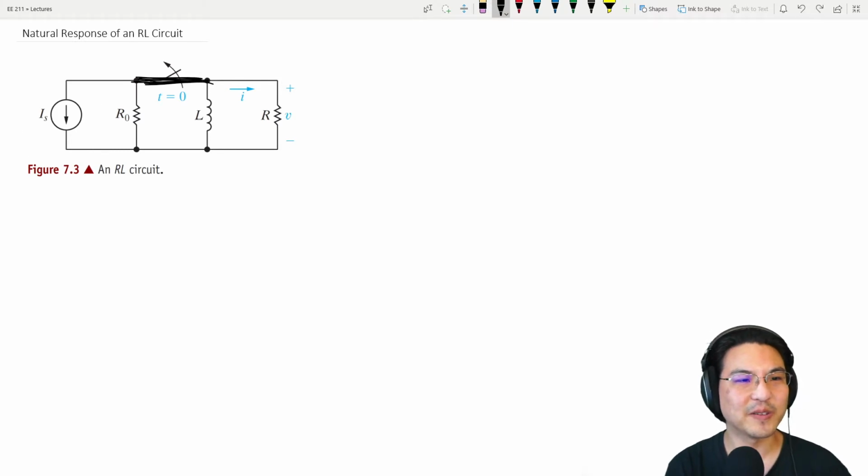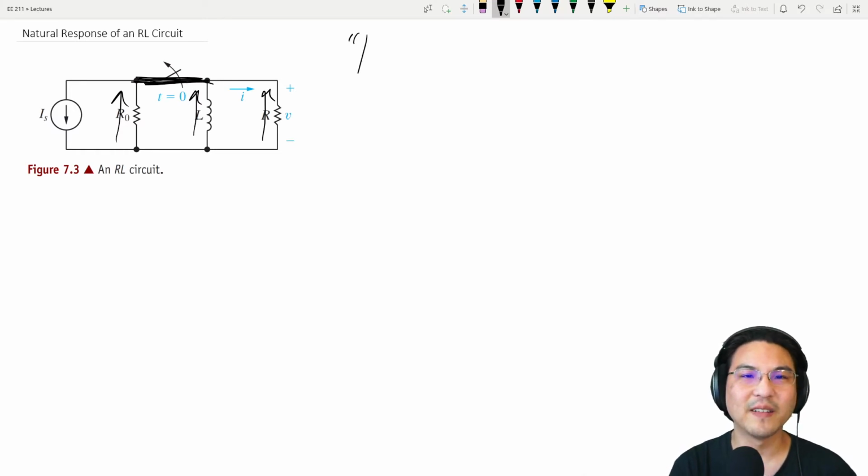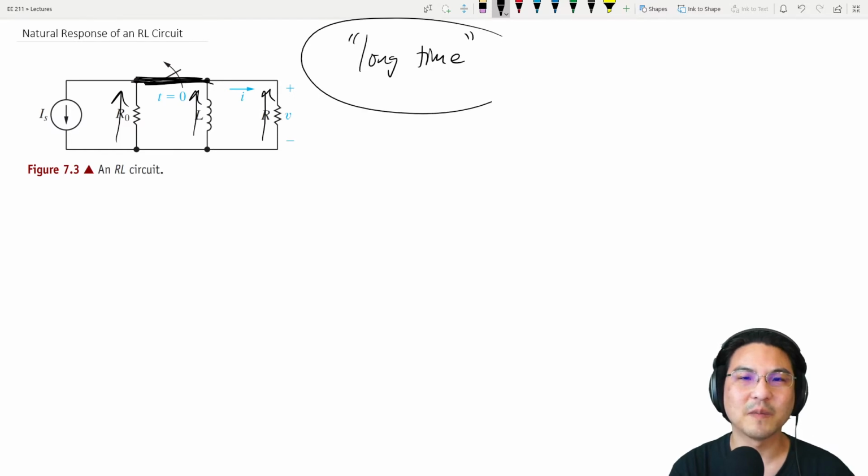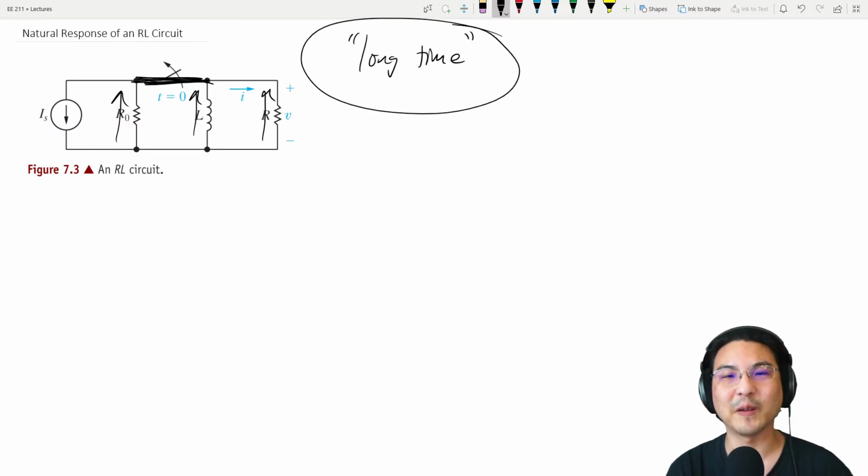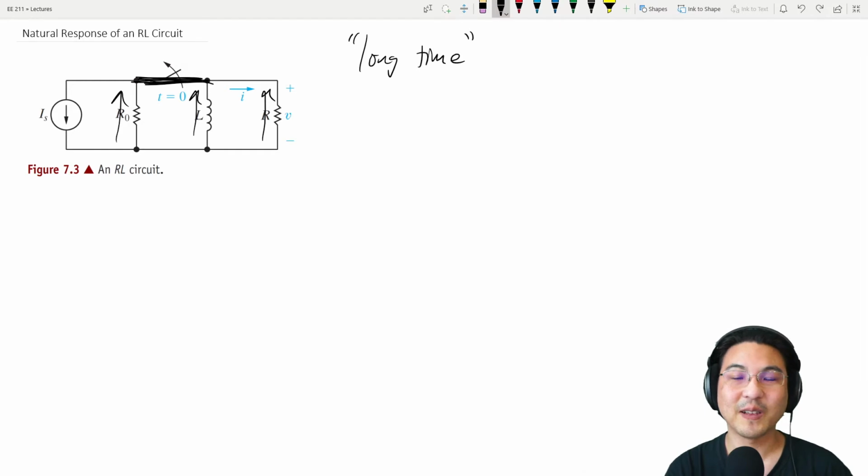This current source is feeding current here and here and here. And if we wait a long time, I will explain this in a separate video, if we wait a long enough time, everything is going to be constant. The voltage everywhere is constant. The current everywhere is constant.